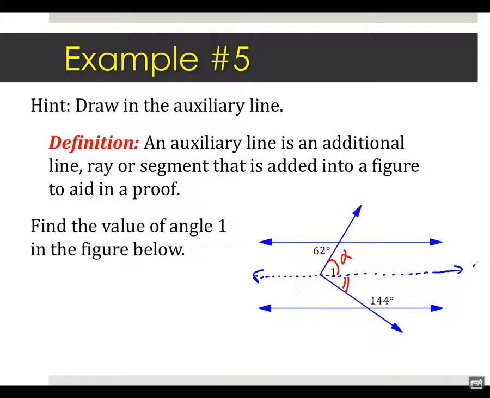We'll call the top one alpha and the bottom one beta. Alpha and beta are not equal. That's a big mistake that people make. It doesn't bisect the angle. It just chops it into 2 pieces.